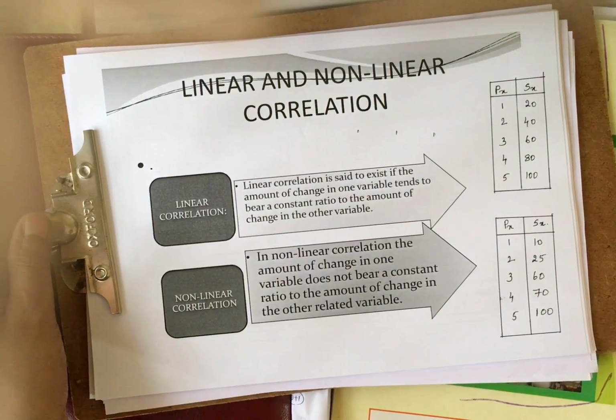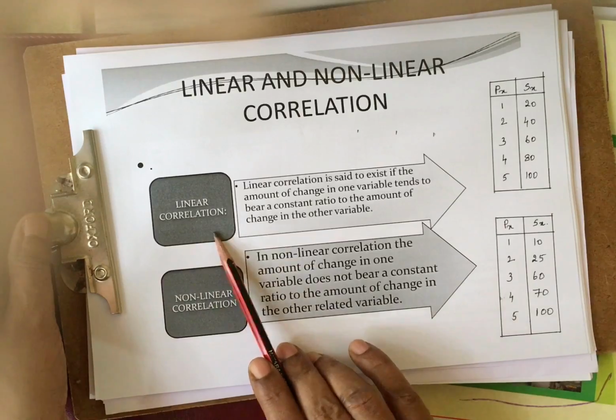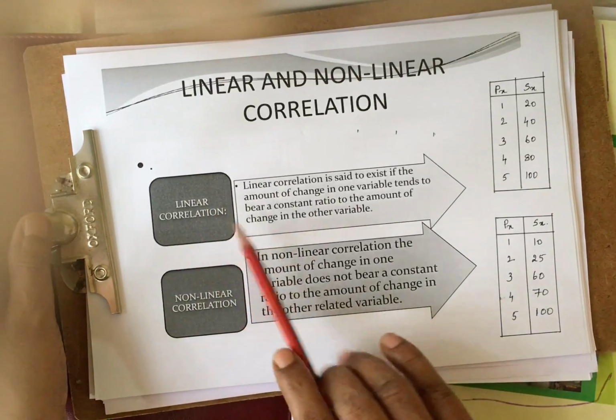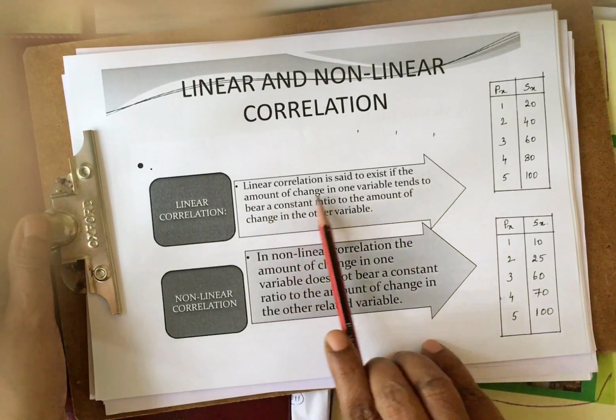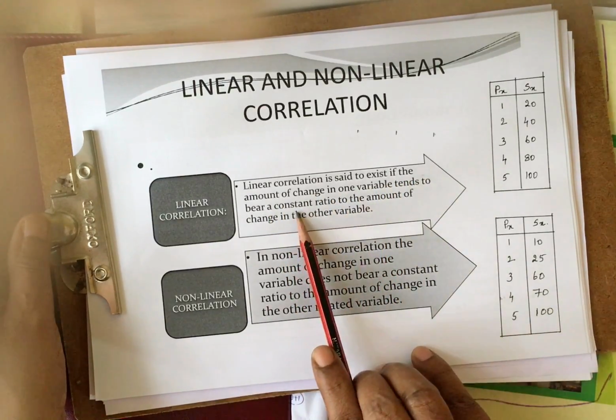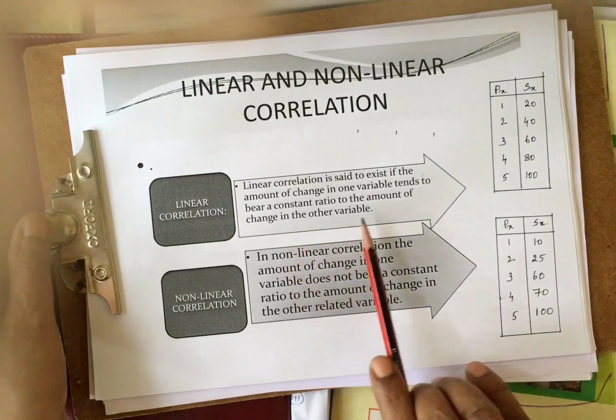Once again, the same linear and non-linear correlation, with the example we can study here. The linear correlation, non-linear correlation. Linear correlation is said to exist if the amount of change in one variable tends to be a constant ratio of the amount of changes in the other variable.